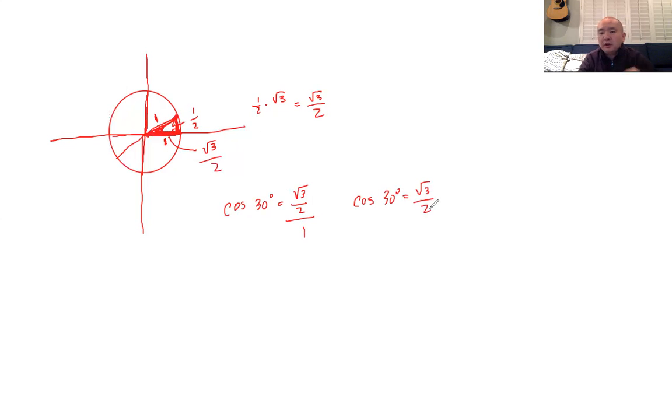I hope you're figuring that out. Now let's look at the sine of 30 degrees. Okay, the sine, remember, is the opposite, which is 1/2, over the hypotenuse, which is 1. So the sine of 30 degrees is equal to 1/2. All right, so hopefully that's making a little bit more sense. Now let's do this portion right here.